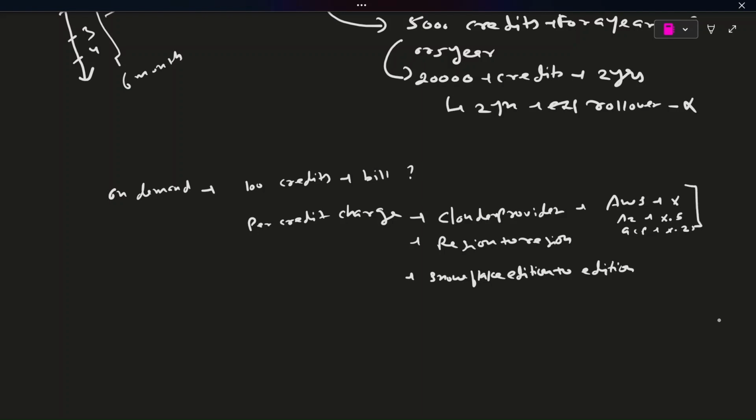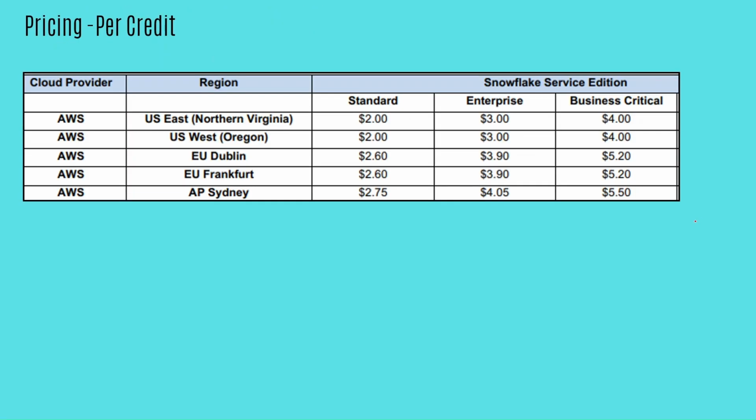Those numbers I'm going to give you. Let's go to the next slide. See here. I have taken just AWS as an example. If I have AWS as the cloud provider and I am taking the US West region, for my standard edition, the cost will be $2 per credit. If I am taking enterprise, it will be $3 per credit. If I am taking business critical, it will be $4 per credit, right?